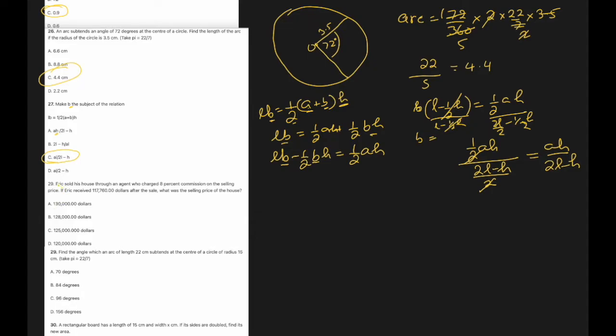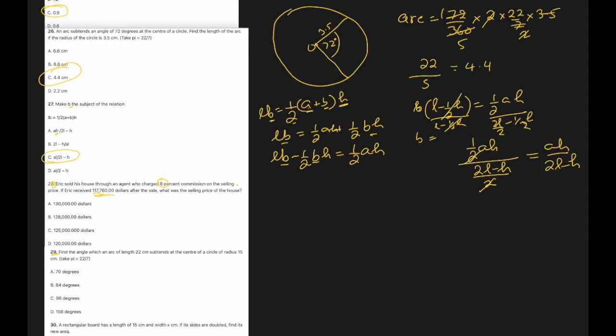This is question number 28, by the way. Eric sold his house through an agent who charged 8% commission on the selling price. Eric received this much in dollars after the sale. What was the selling price of the house? That means this is not the selling price. This is after a reduction of 8%.